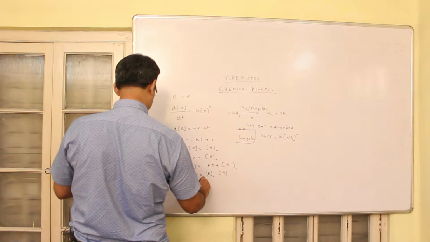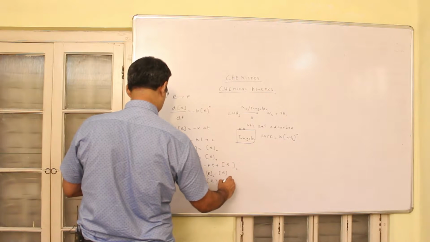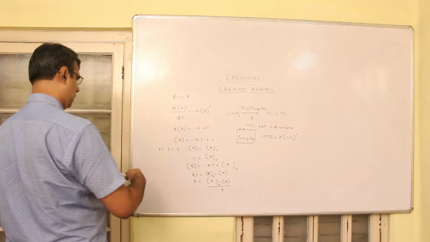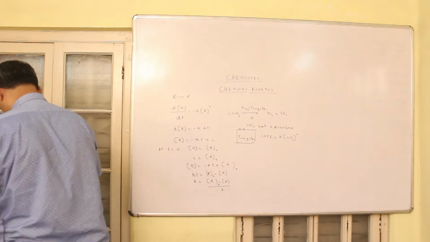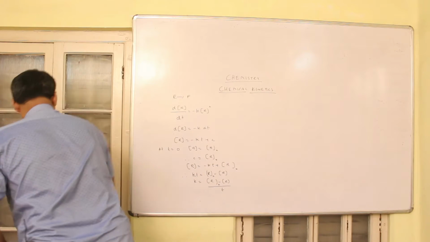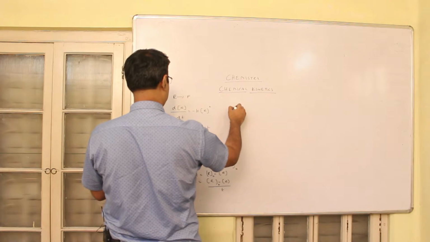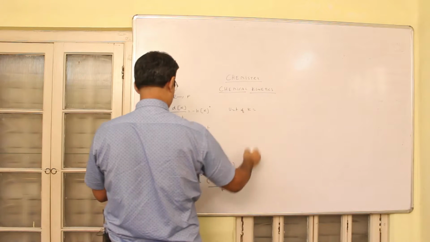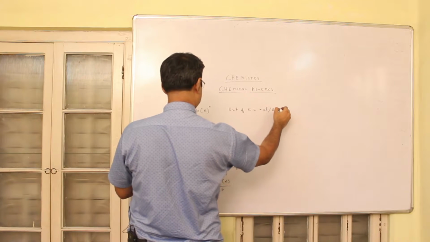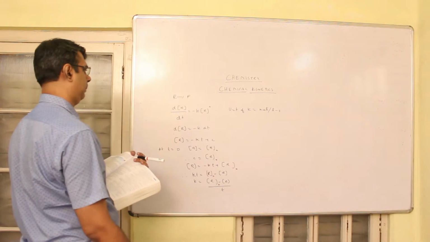So this is how we can find out the rate constant of a zero order reaction. This is the formula which enables us to find the rate constant of a zero order reaction. Now one important thing you will notice is that the unit of rate constant will be moles per liter second.